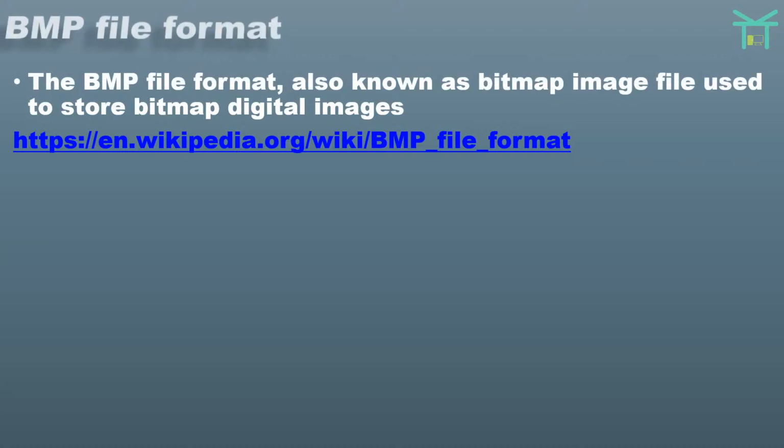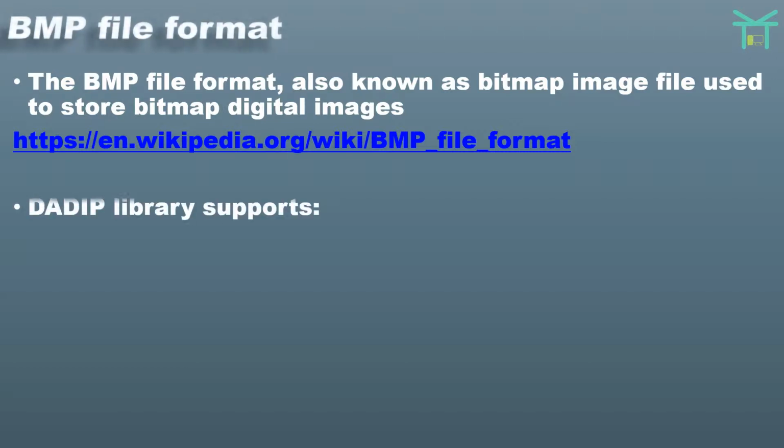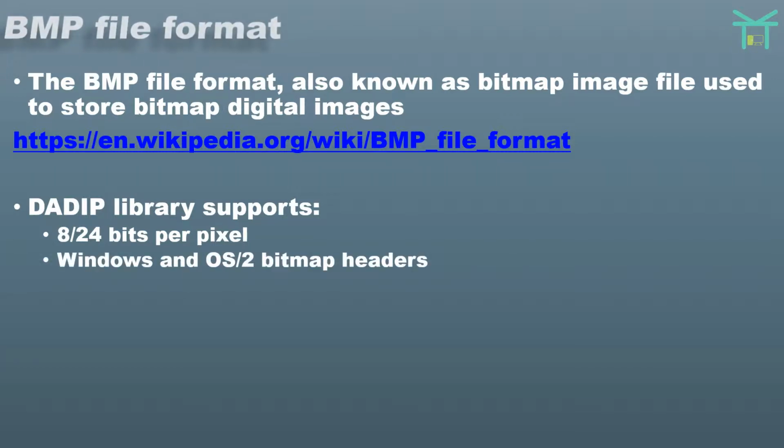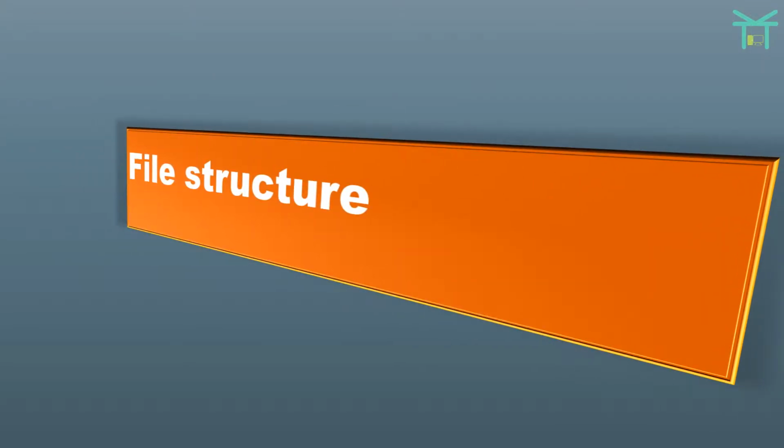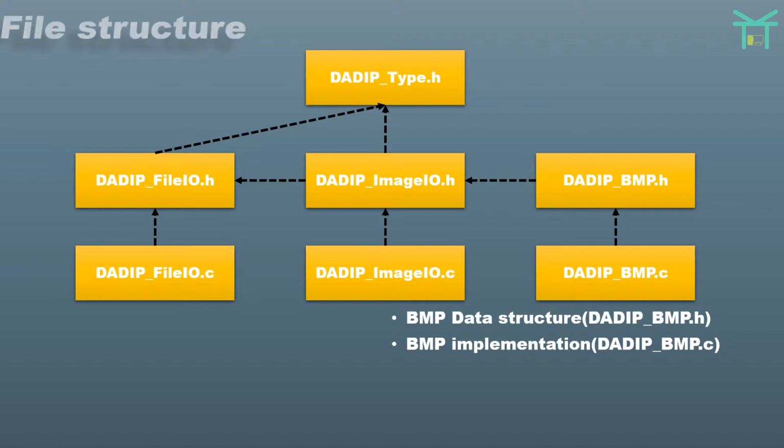BMP file format. The BMP file format, also known as bitmap image file, is used to store bitmap digital images. The DADIP library supports 8 and 24 bits per pixel, Windows and OS/2 bitmap headers. File structure.